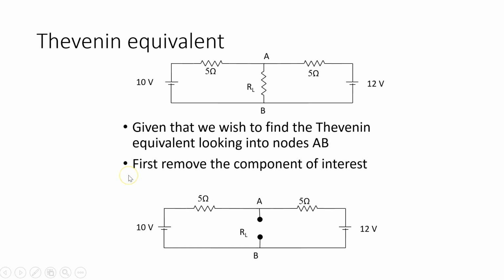So let's do an example now and see what all this looks like. The first thing we do is we want to find the Thevenin equivalent looking into the nodes A, B. You'll see I've marked here RL as the load resistance. That is the resistor we want to take out of the circuit, the component that we're interested in changing. So the first thing we do is remove it. You'll see here I removed RL and I have my two terminals here.